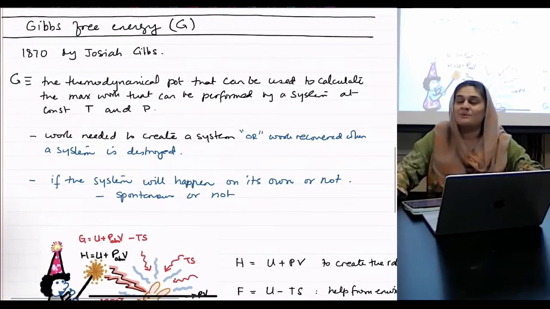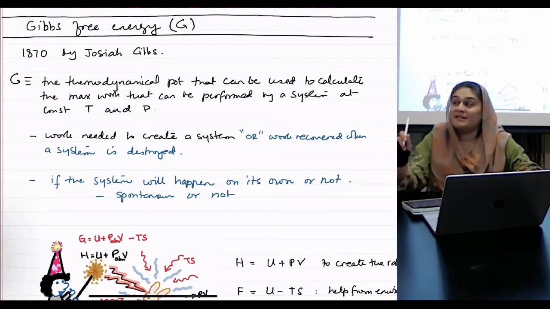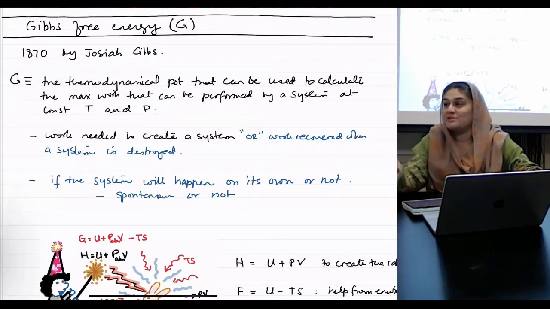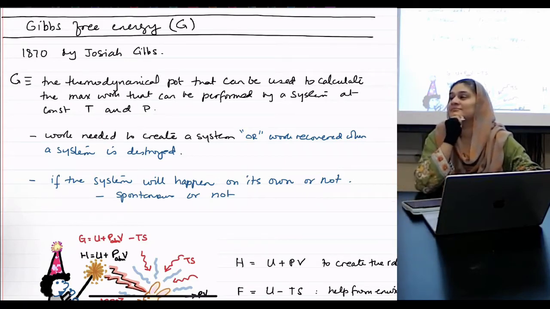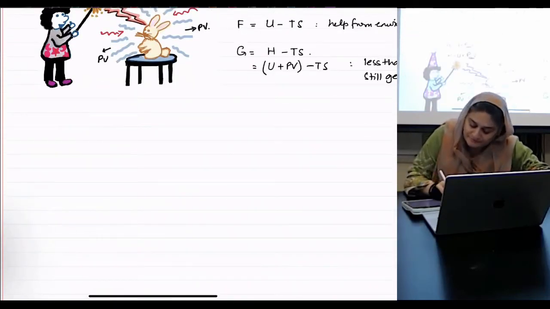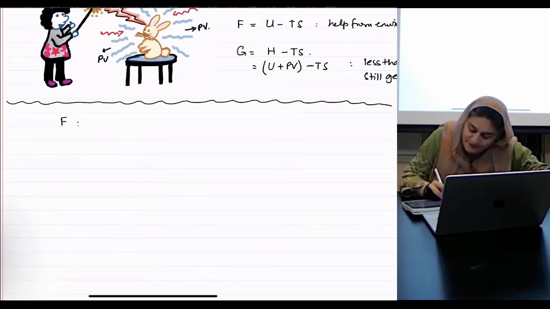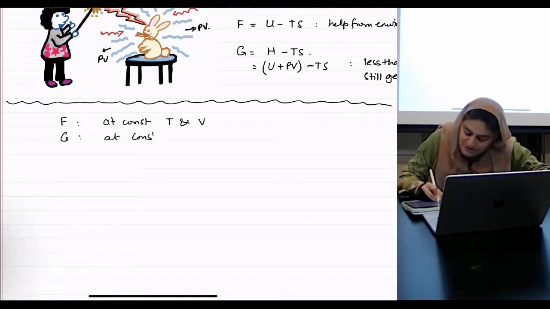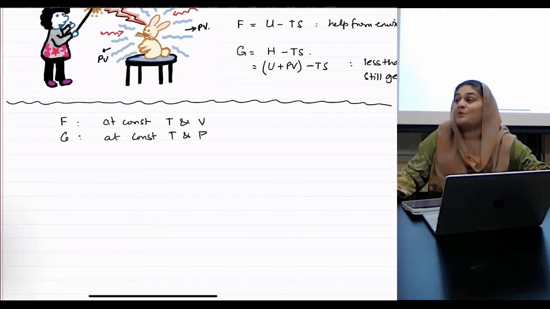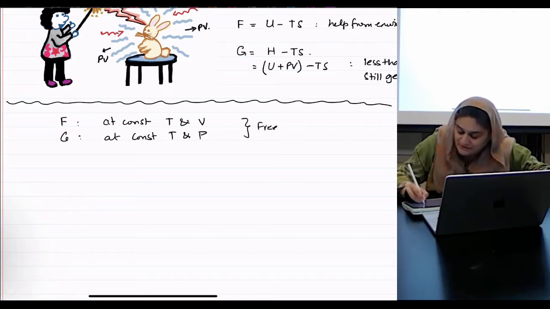So one thing that leads to a lot of confusion is that in chemistry, sometimes both the Gibbs free energy and the Helmholtz free energy are called free energies. So what's the difference between the two? Write this down. F is at constant T and V. G is at constant T and P. And what leads to confusion is that they are both sometimes called free energies.